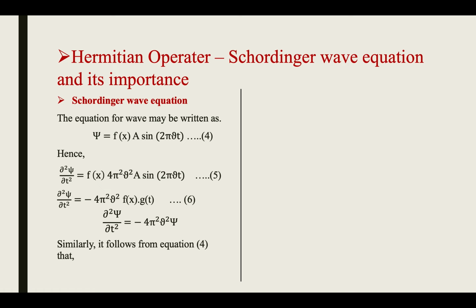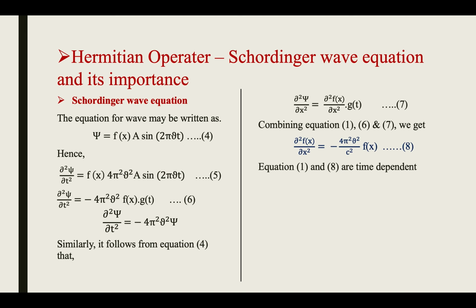So similarly, it follows from equation number 4 that ∂²ψ/∂x² is equal to ∂²f(x)/∂x² into g(t). So this will become equation number 7. So combining equations 1, 6 and 7, finally we'll get ∂²f(x)/∂x² is always equal to minus 4π²ν²/c² into f(x). So this will become equation number 8.